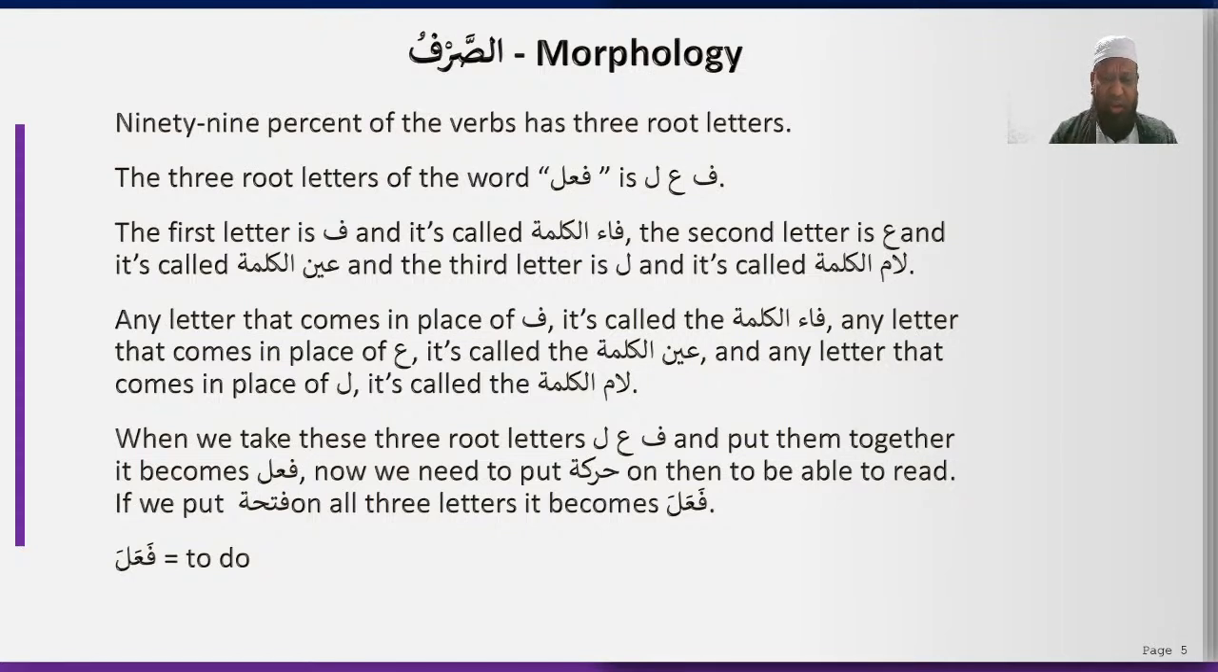When we take these three root letters, the fa and the ayn and the lam, and put them together, it becomes fa'l. Now we need to put haraka on them to be able to read. If we put fatha on all three letters, it becomes fa'ala. We have a verb now. Fa'ala means to do.